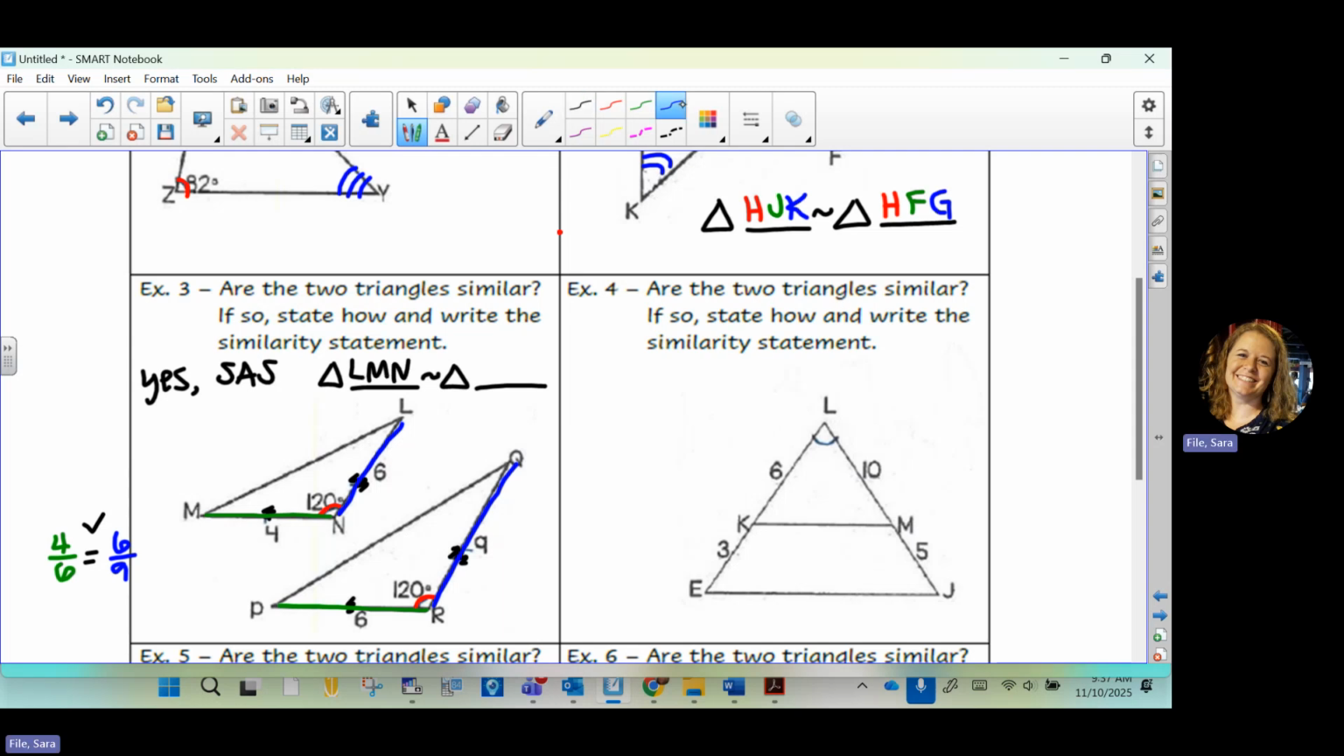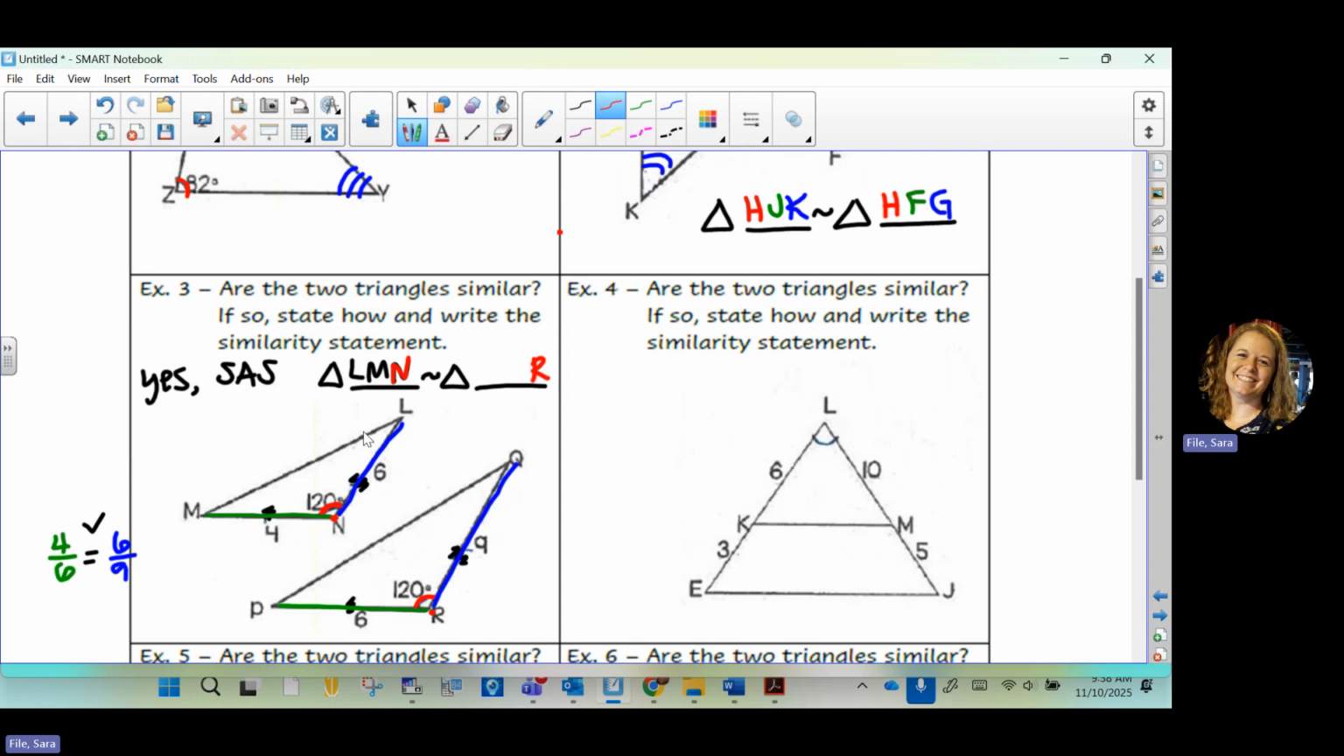Now look at this. Sometimes it's harder to see. N, that was the red angle. So obviously this one has to end with R, because those are corresponding. Now, LM is the uncolored side, if you will. So QP is the uncolored side. But can I name it PQ or QP? Does it matter? It does matter. We have to make sure we're getting it in the right order.